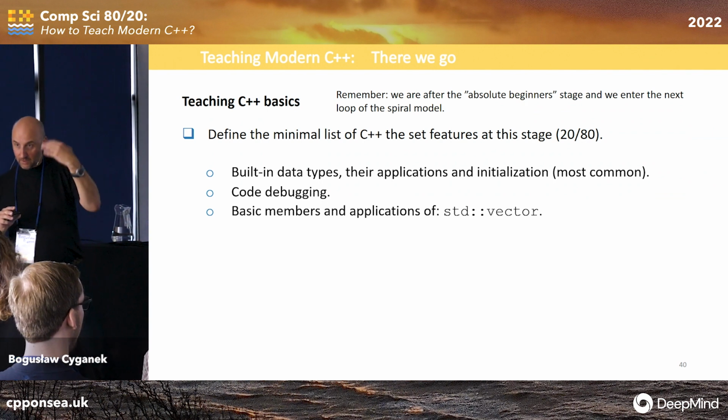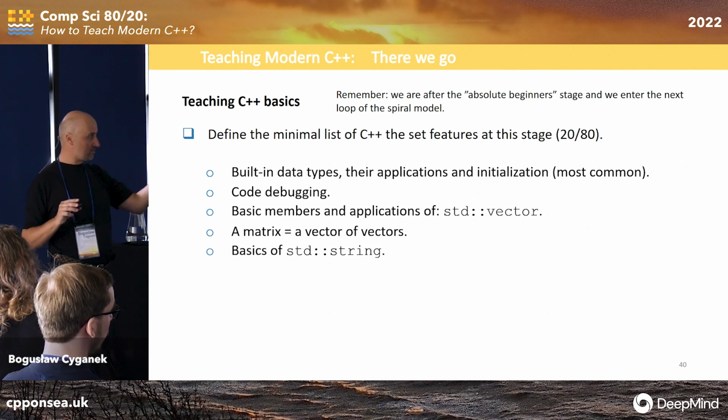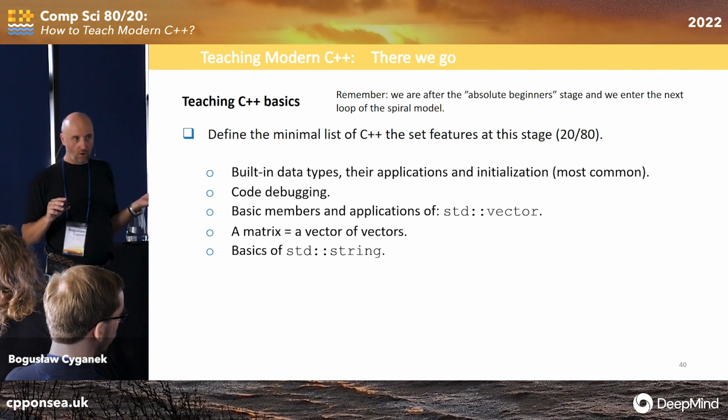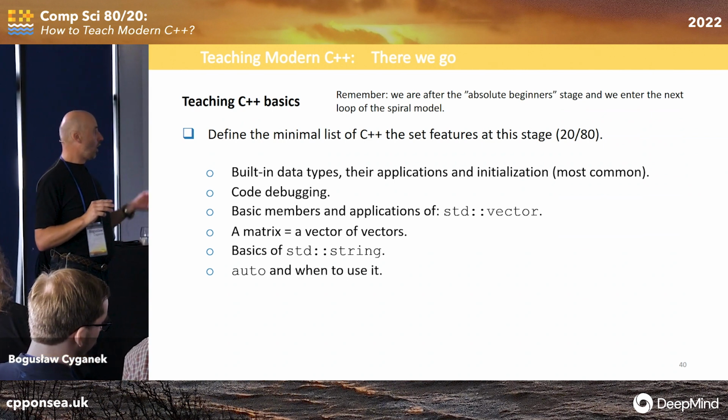Vector, we already know, but we go further on. A matrix, vector of vectors. Basic of string. String can hold text, but it has some functionality. Auto.